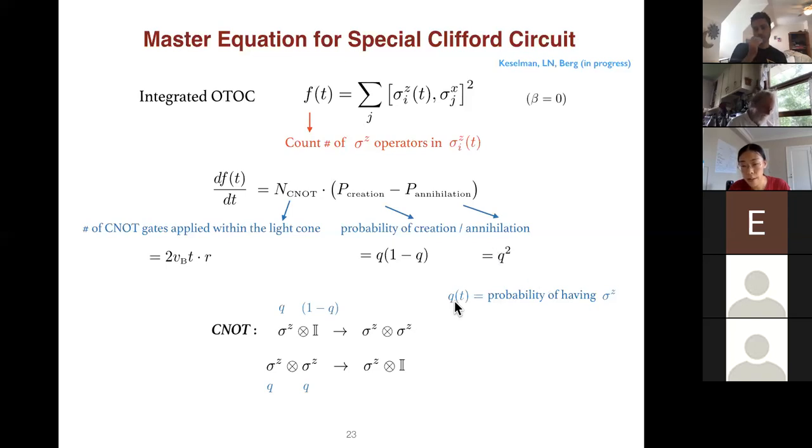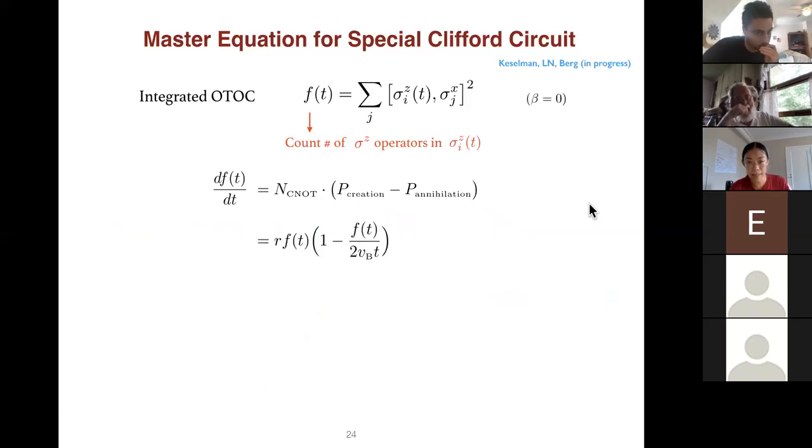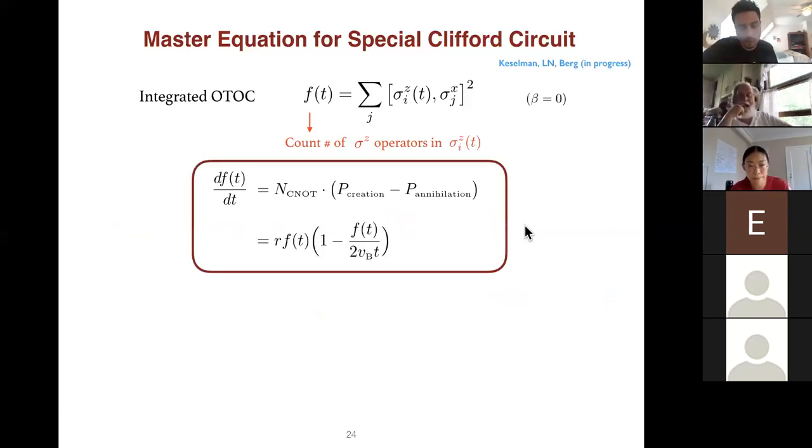And furthermore, this q, which is the probability of having a sigma z on a site, is basically this averaged local OTOC. Well, because this integrated OTOC tells you how many sigma z operators there are inside the light cone, and this is the light cone size. So if you divide those two, you get the probability of having a sigma z on a single site within the light cone. Okay, so now if you put everything together and clean up the mess, you will have this master equation.